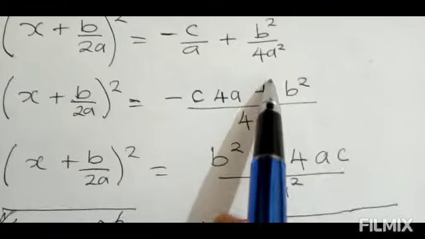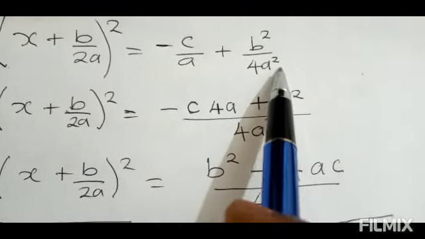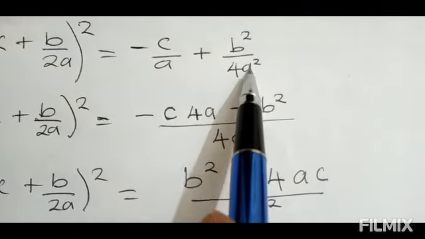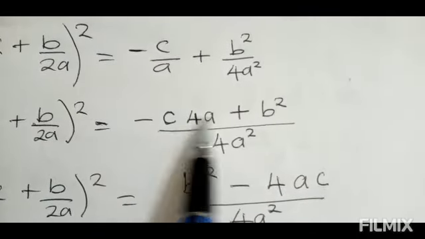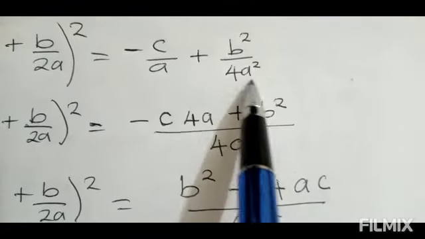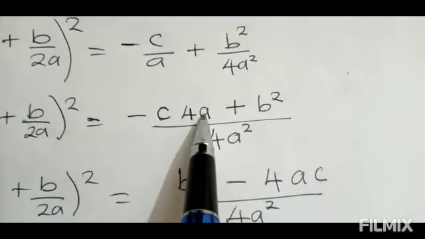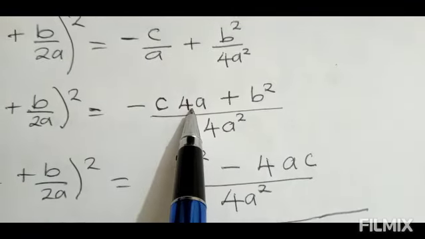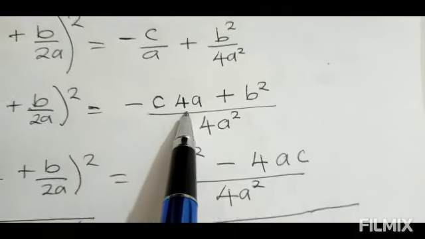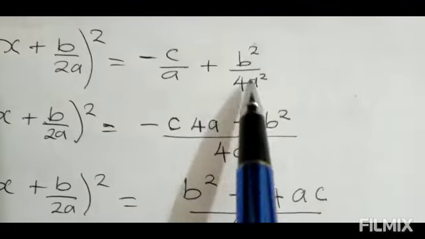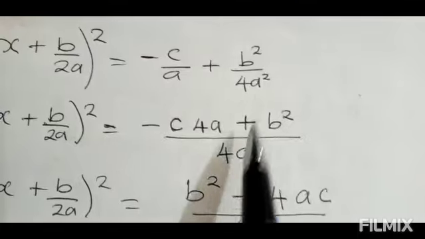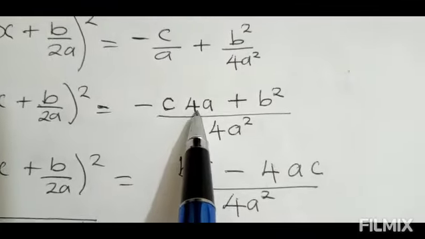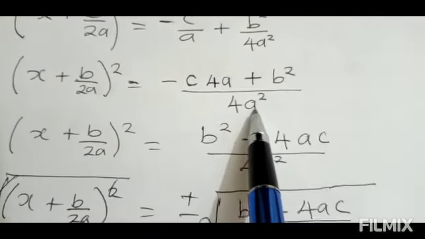Let's simplify the right side. Common denominator is 4a squared. So a into 4a squared, it's 4a, because there are two a's here, so 1 a will remain. So a into 4a squared is 4a. So minus c times 4a plus 4a squared into 4a squared, it's 1. So 1 times b squared. So we remain with minus c times 4a plus b squared over 4a squared.